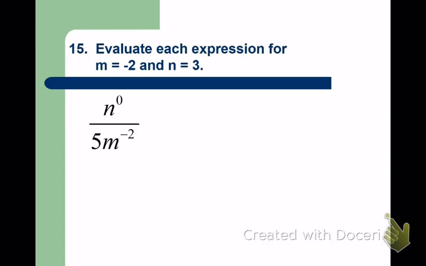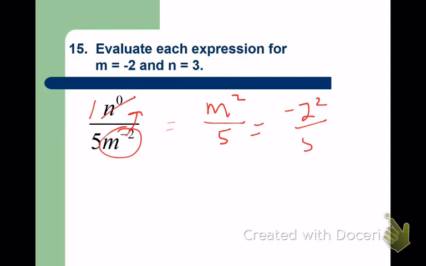Got one more here with m and n. So, what are we going to do? Well, we got a negative exponent here. He's got to move up. N to the 0, I don't care what the value of n is, n to the 0 is just 1. So we're left with m squared in the numerator and 5 in the denominator. So we get negative 2 squared over 5. Negative 2 squared is positive 4, so we get 4/5.